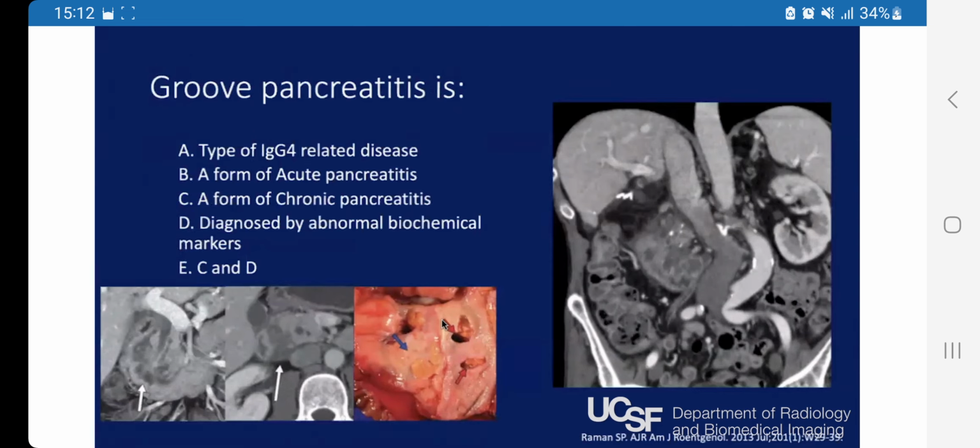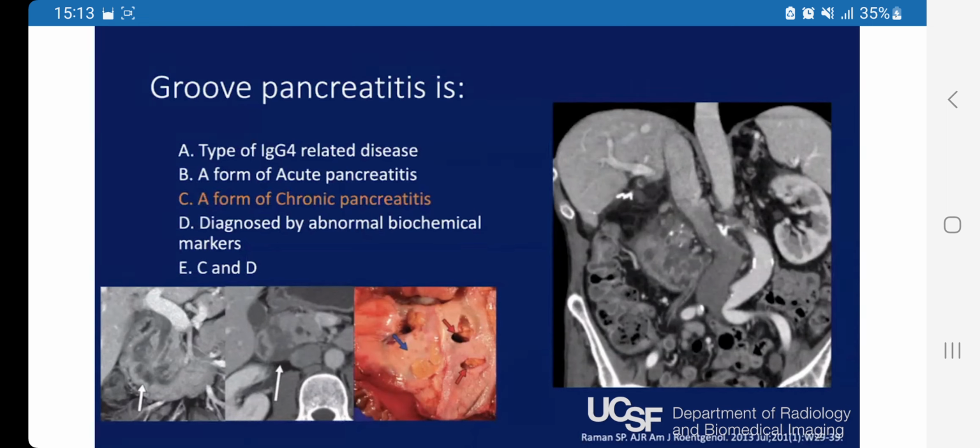So the other question is about groove pancreatitis. The images show us kind of a pancreatic head, cystic and solid regions with areas of calcification. So it's kind of like a chronic pancreatitis at the head, at the pancreaticoduodenal groove. This is our duodenum. This is the pancreas, some dilated ducts, maybe dilated CBD, and some cystic changes in the duodenal wall. These are imaging characteristics of groove pancreatitis. So groove pancreatitis is not a type of IgG4, and it is a form of chronic pancreatitis.